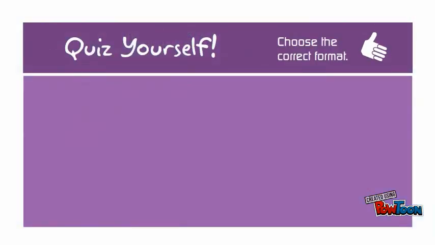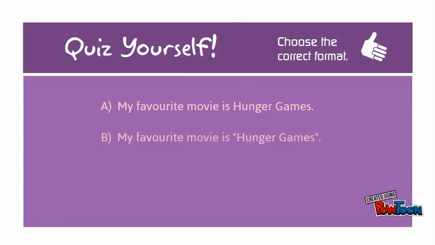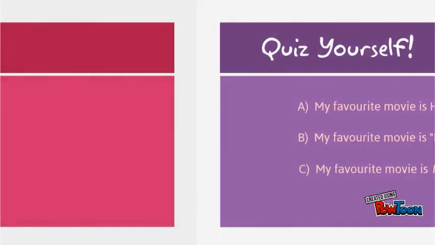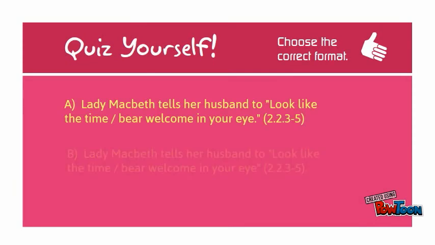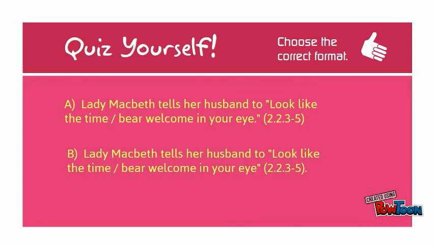Okay, time for a quiz. Choose the correct format. If you chose C, then you're correct. A movie is a major work, so it has to be italicized. The correct format here is B. The period has to appear outside of the quotation marks after the bracket.